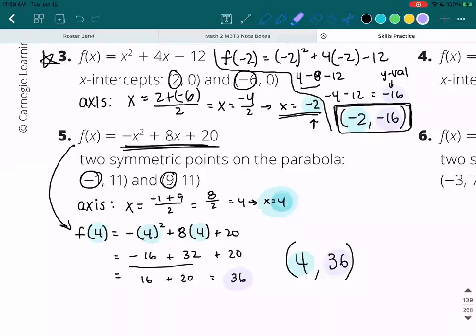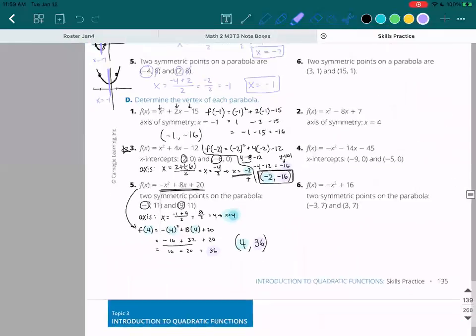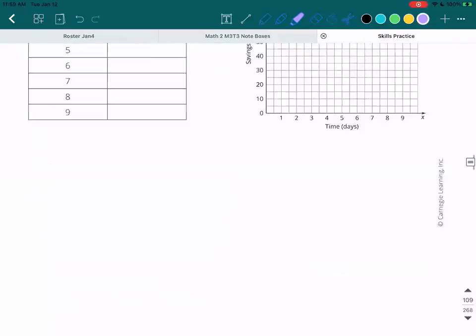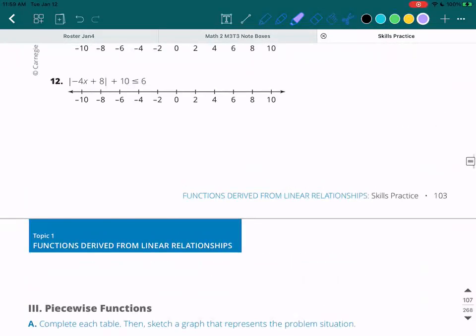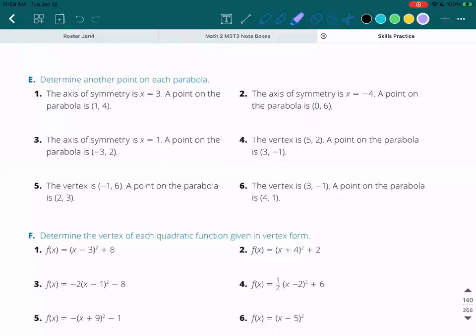Let's zoom out. Oh my goodness, where did it go? All right, let me find it. Miss Jade? Yes? I didn't get to finish number 5.